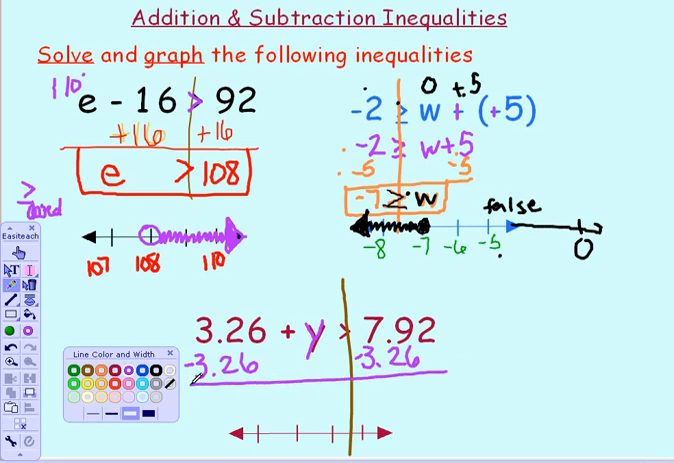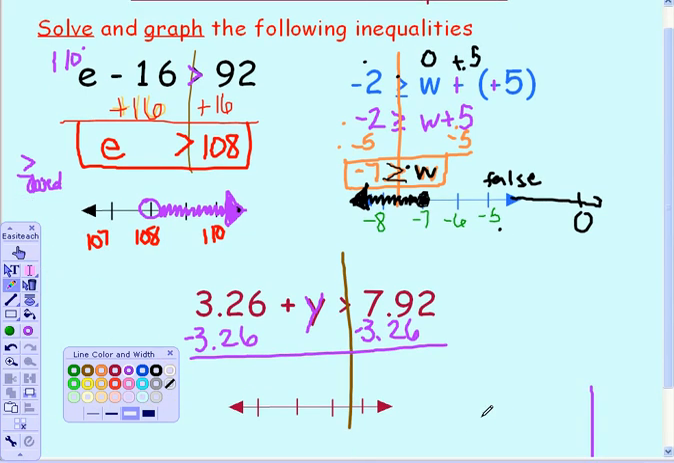So when we subtract 3.26 from both sides, we get just a y on the left, greater than, and the symbol comes straight down. Over here on the right, we have to do a little borrowing, so we get 4.66. So 4.66 needs to go on our number line. Maybe I'm going to put a 4.67, maybe a 4.65 over here.